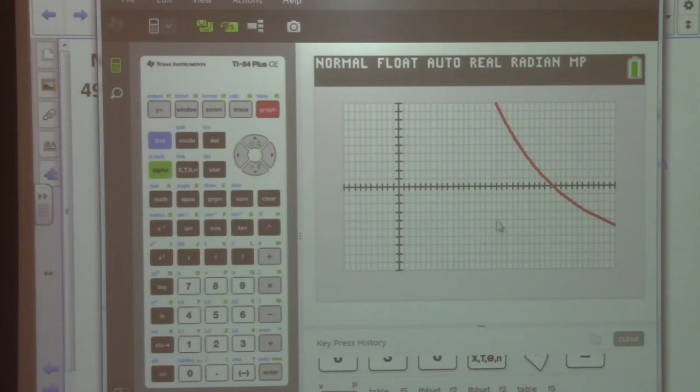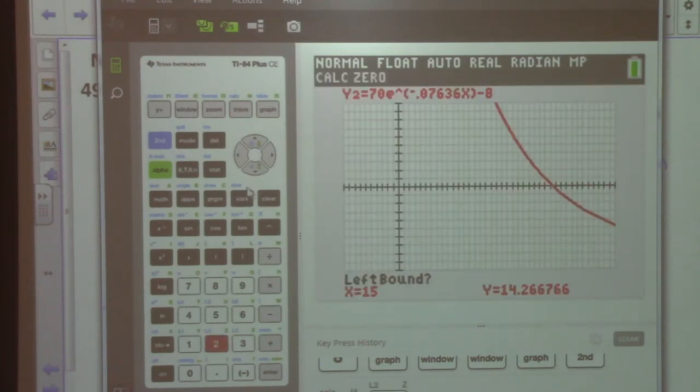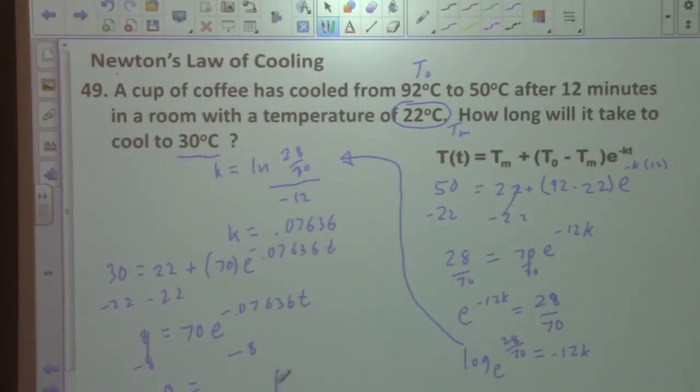And then when you graph, what do you see? You see an x-intercept, right? So how do you find your x-intercept? Second, trace, 0, zero. You're given a left bound of 15, so I'm going to arrow closer, and once I can see this, I'm going to press enter, and then when it says right bound, go to the other side and press enter twice. And so now you know how much time it takes. It's 28.405623, so 28.41 minutes. So t equals 28.41 minutes.